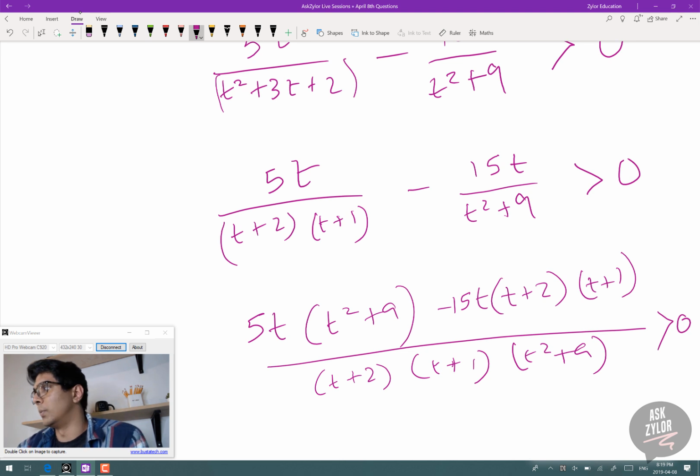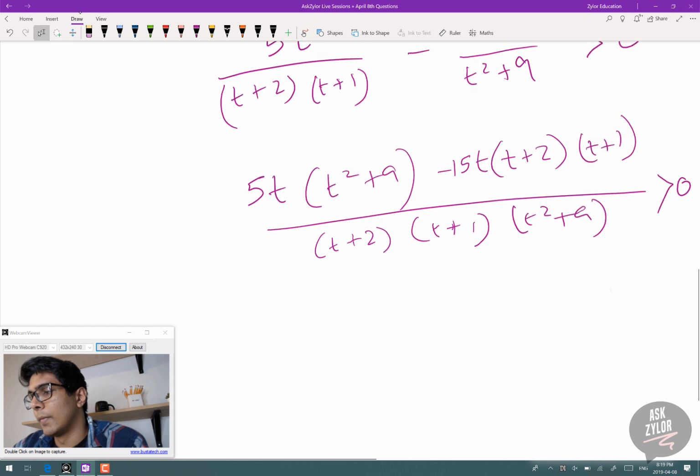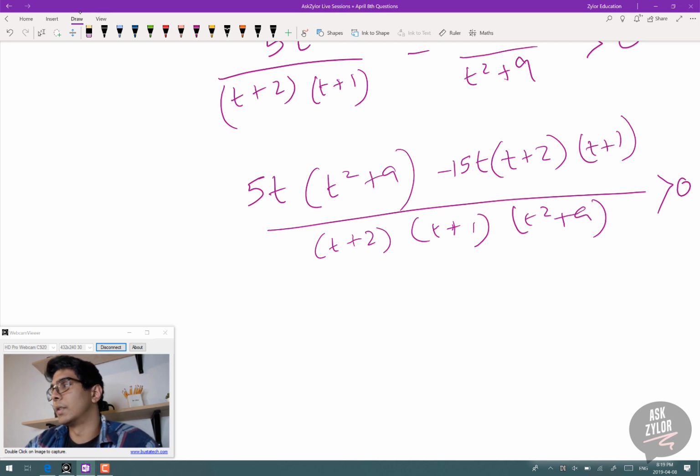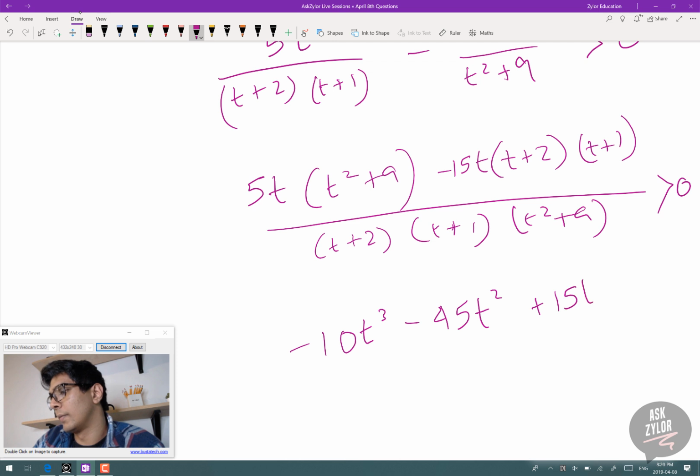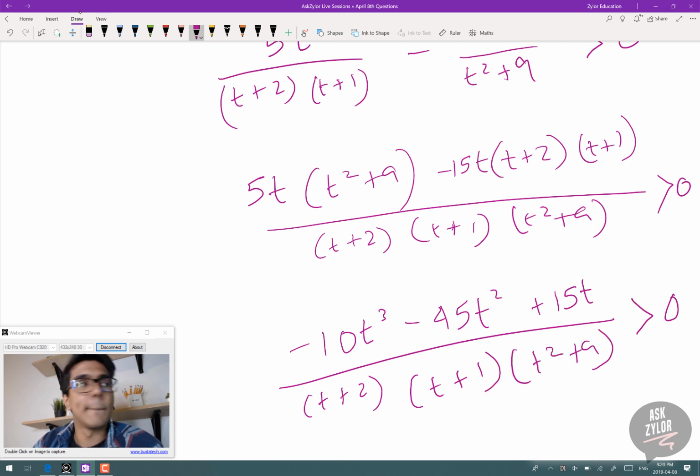So the reason I'm doing all this is because I need to construct an interval table at the end. And I want it to be greater than 0 because that's something I can evaluate easily. Right. So all of this expands and simplifies to give me minus 10t cubed minus 45t squared plus 15t. My denominator does not change: t plus 2, t plus 1, t squared plus 9.